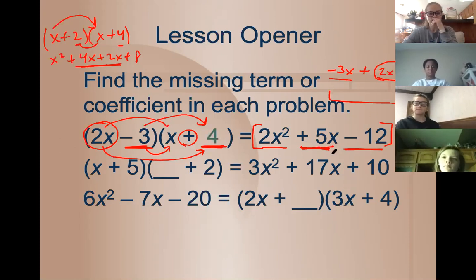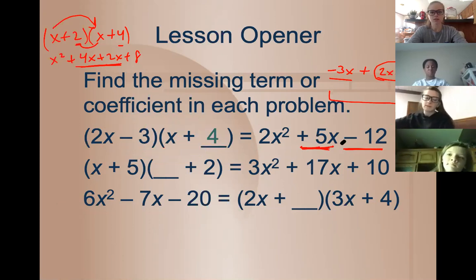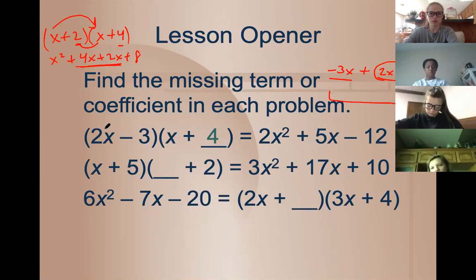Well, let's check, okay? Let me erase all this. So now let's check it. Let's FOIL this. 2x times x is 2x squared. 2x times positive 4, well, that's 8x. Negative 3 times x, that's minus 3x. And negative 3 times a positive 4 is negative 12. Well, 8x minus 3x is my 5x.